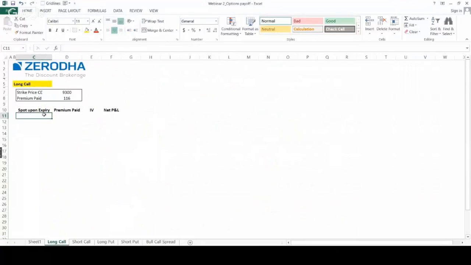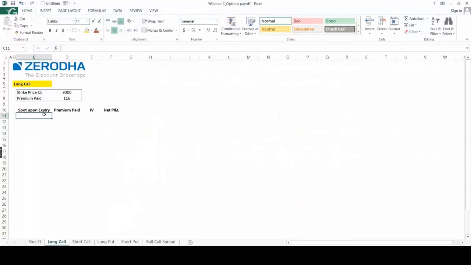My objective here is to identify what profit or loss I will enjoy on 26th of May. This is assuming that I hold this call option till 26th of May. Irrespective of where the spot moves, what will be my P&L? I want to visualize this. So that's what we are trying to do. Let me list down different possible expiry situations here.